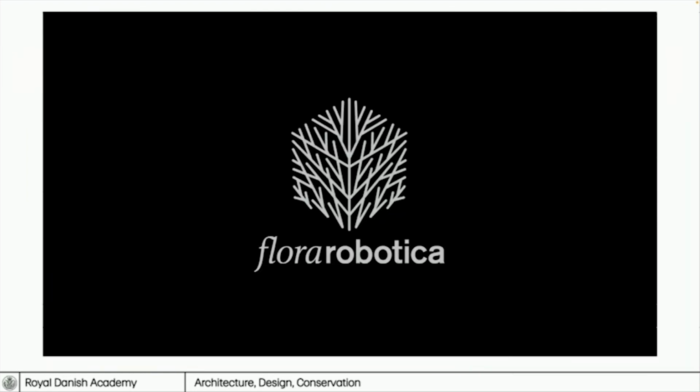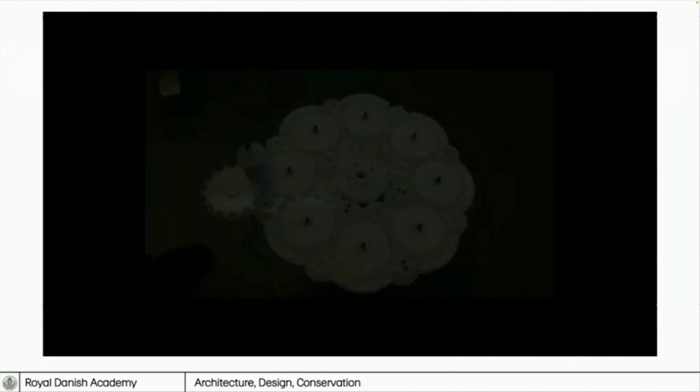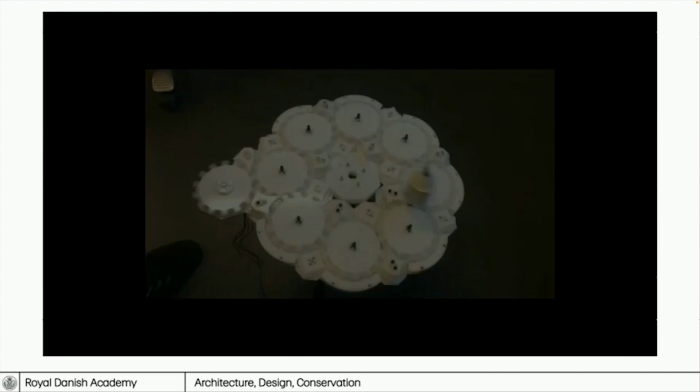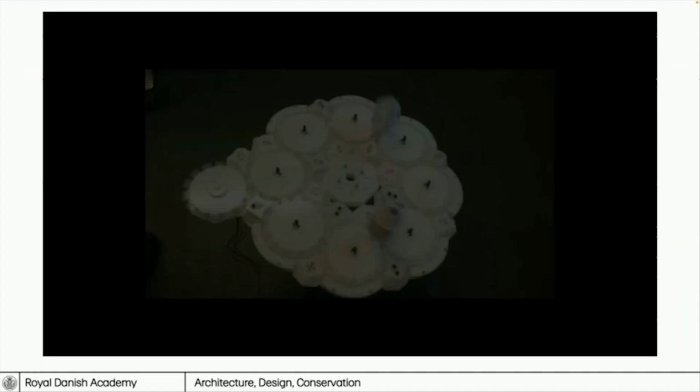So then a different approach was to start thinking about a modular technique. And this takes us back to quite early technologies of braiding machines.